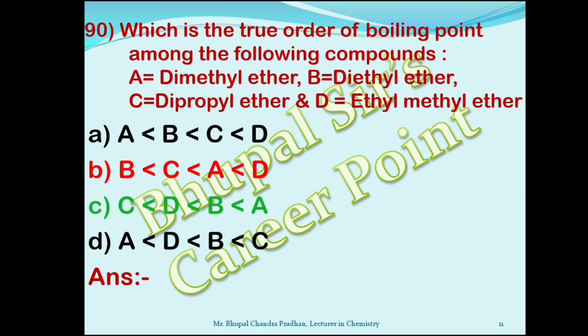So molecular mass increases from A to D, then to B, then to C.